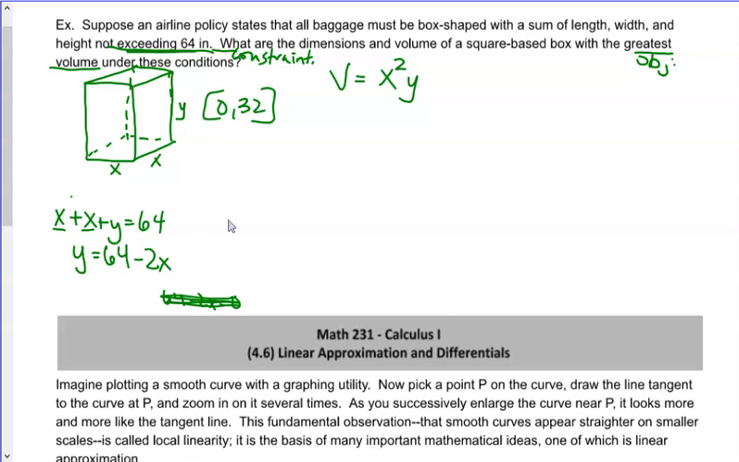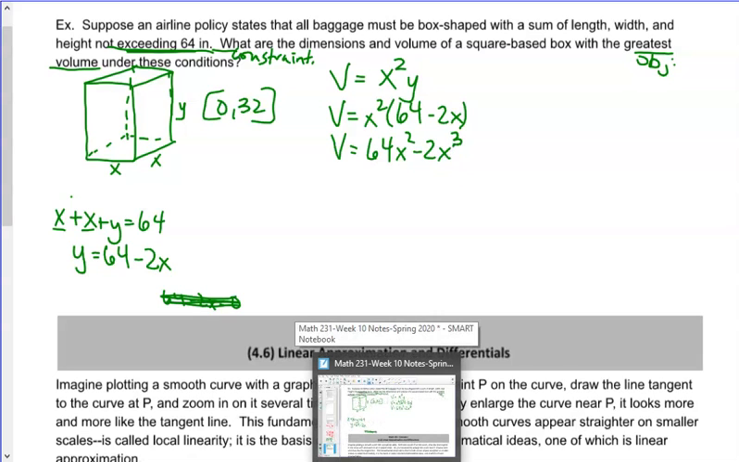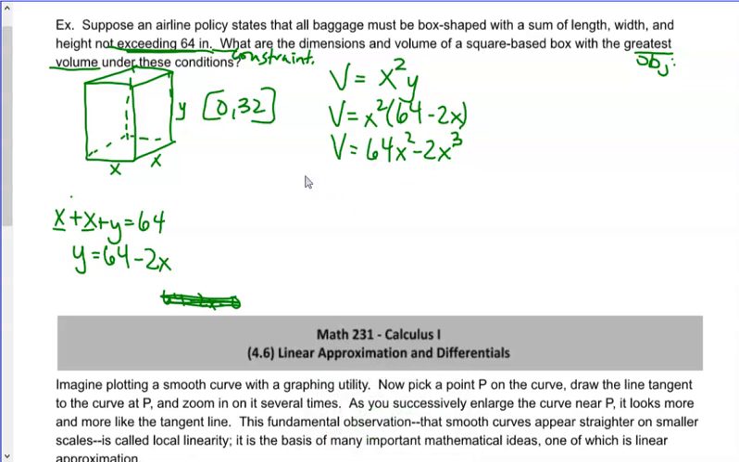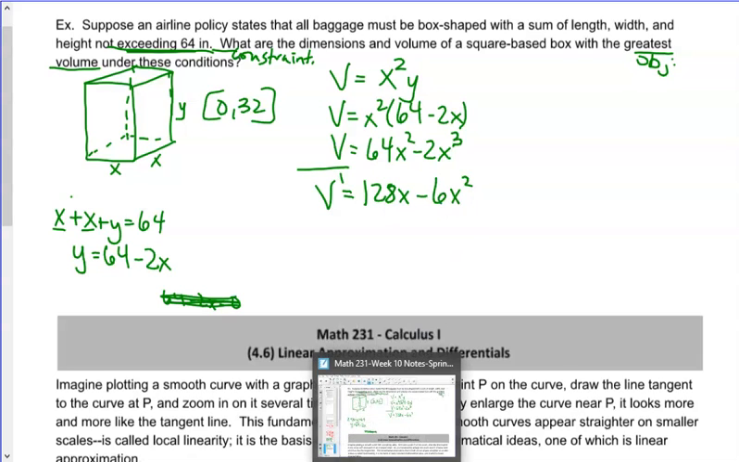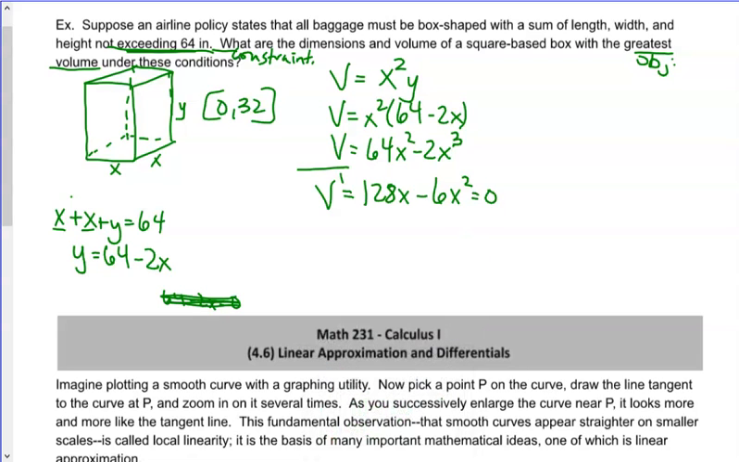All right, I'm going to throw this in here for y. So I get V equals x squared times 64 minus 2x. I'm going to go ahead and distribute and get 64x squared minus 2x cubed. And at that point, that's my nice polynomial function that I can take the derivative of in order to maximize that volume. So I get 128x minus 6x squared. And this is a quadratic equation that I can set equal to 0.